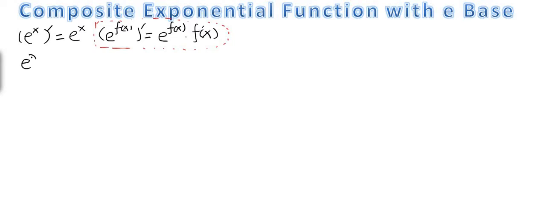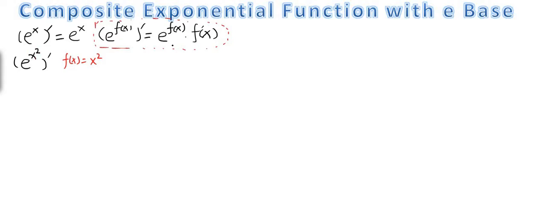e to the power x squared. Okay, how to do the derivative of this guy? And as we can tell from this example, what is f(x)? Clearly, following this formula, what is f(x)? f(x) equals x squared. Okay, so basically, f(x) is x squared.